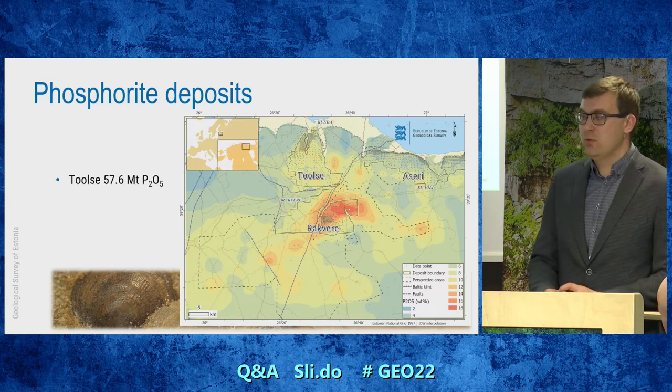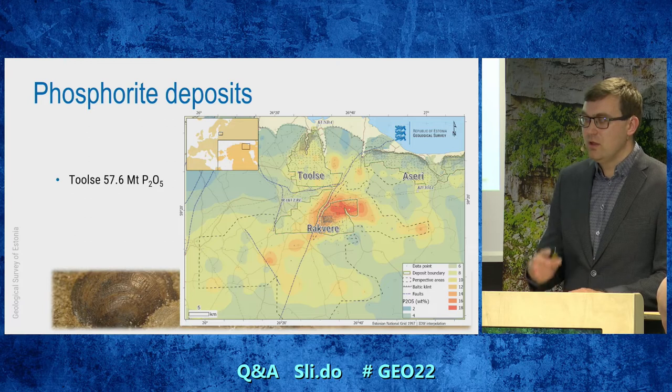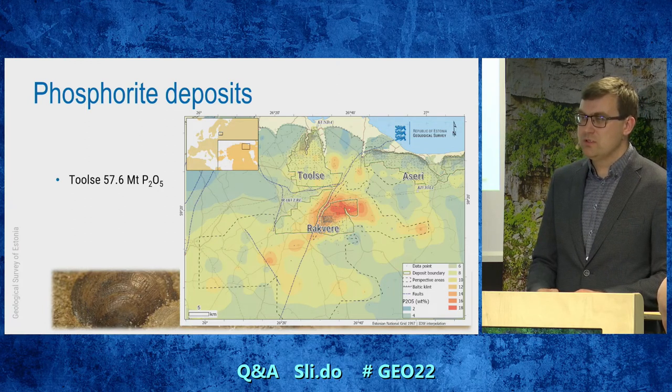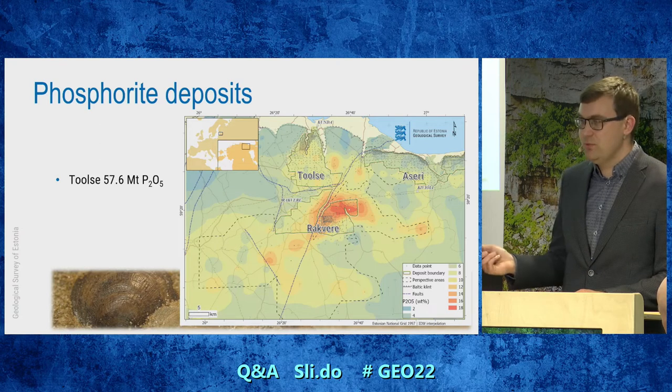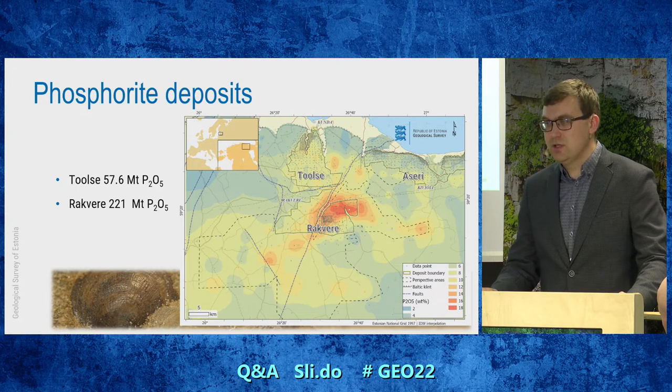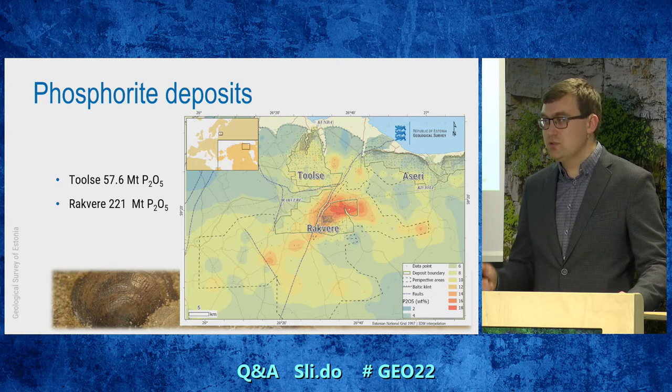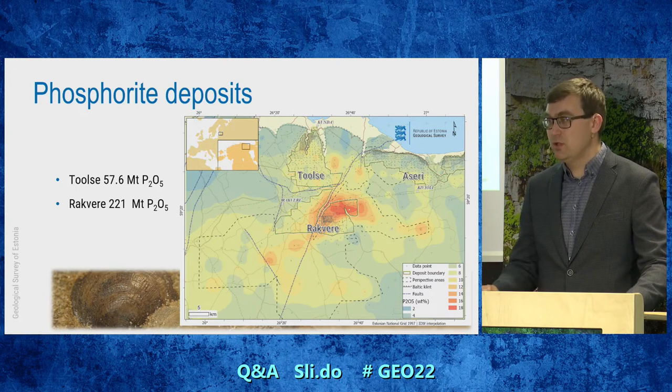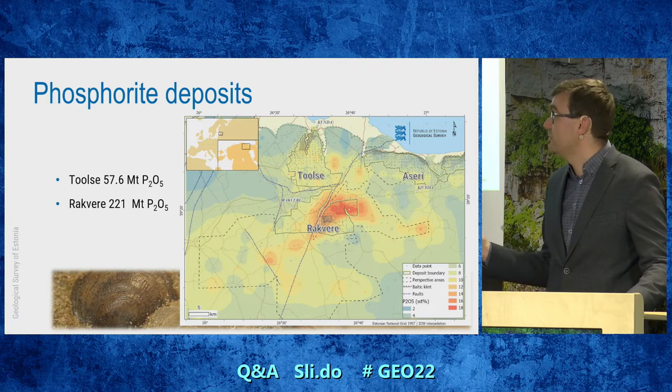And if we talk about the resources, then calculated to pure P2O5, we have around 60 million tons in the Toolse deposit and 220 million tons in the Rakvere deposit. These values are estimated purely based on historic exploration.